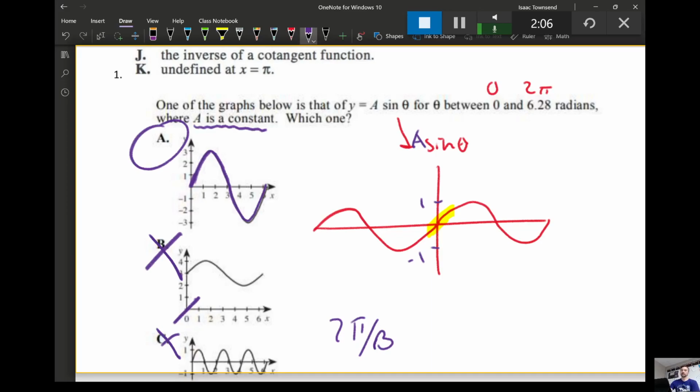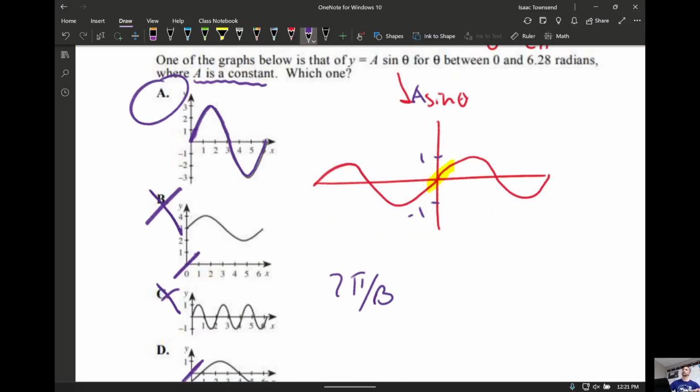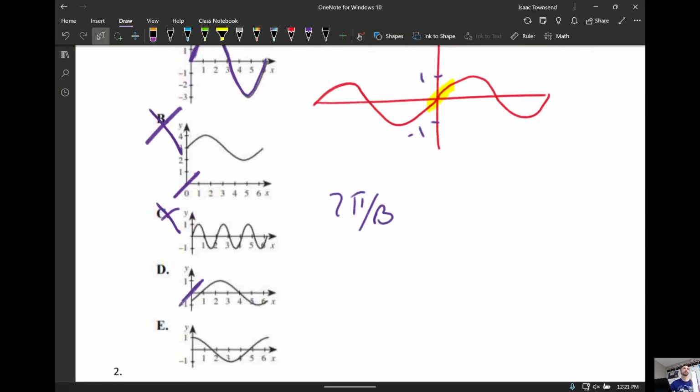Any other questions about this number 2 while it's still up? That's you. Okay, others? Any of the other 5?